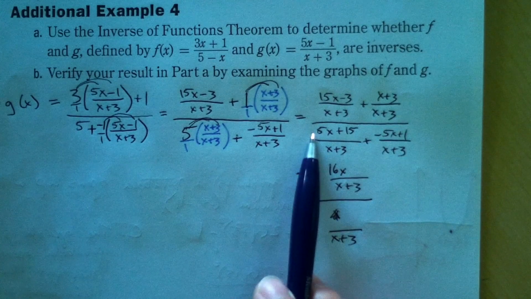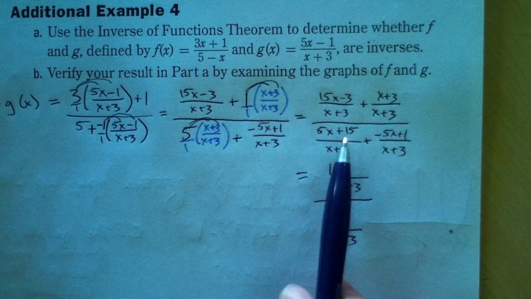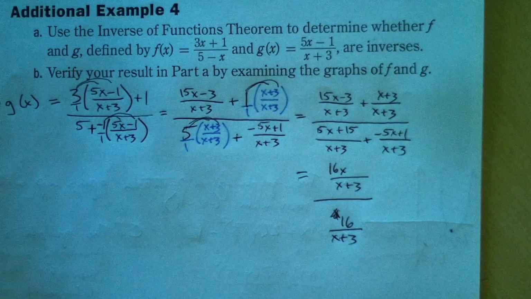The even more painful thing is we also have to prove that for the g of f one, okay? Because it only works if they both get down to x. If only one does, then they're not inverses. They both have to get down to x. Now we have to do the same thing with the g of f one.